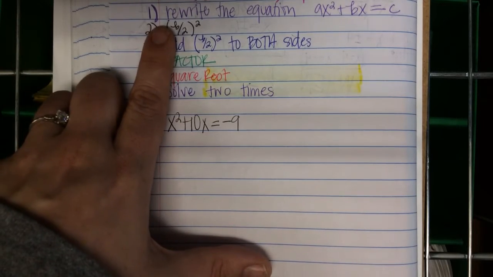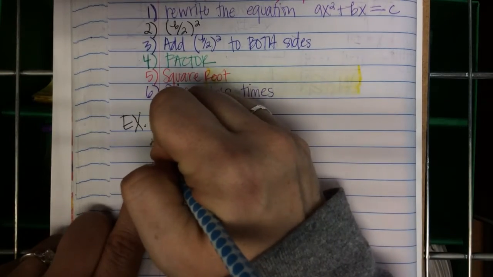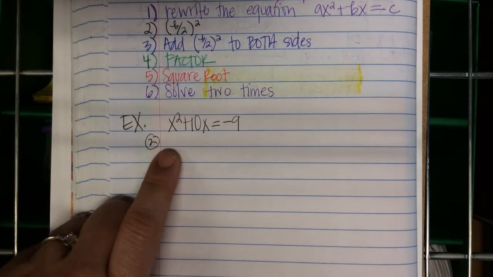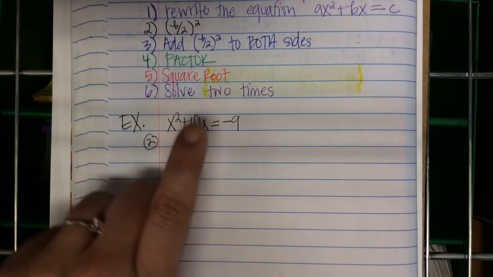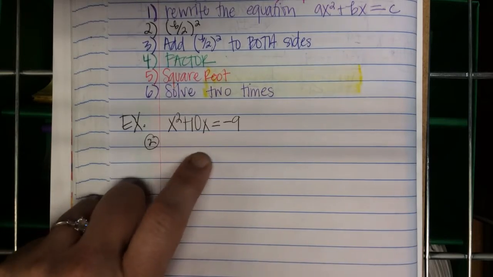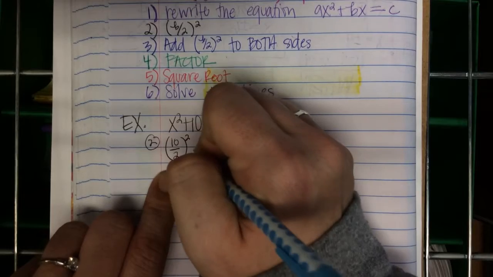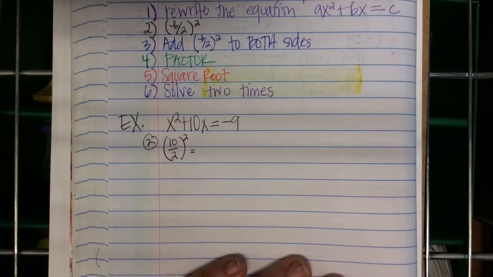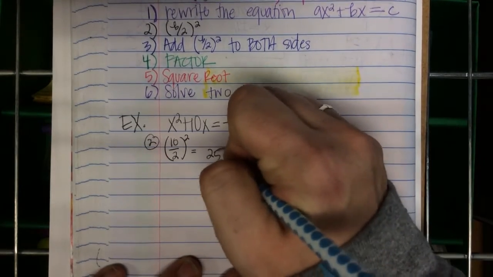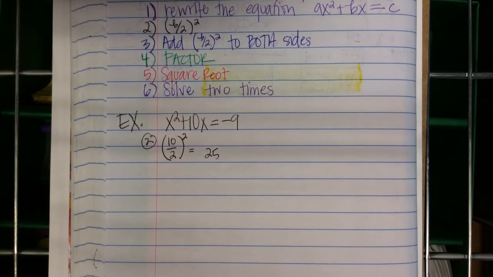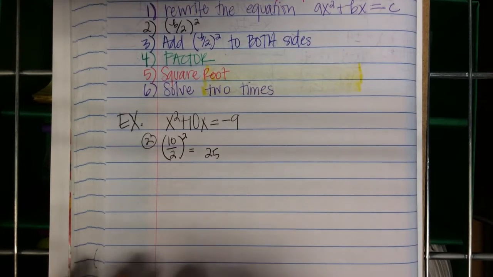Step 2, b divided by 2 squared. What's my b value? 10. So I'm going to do 10 divided by 2, squared. 10 divided by 2 is 5, and 5 squared is 25. So far, pretty easy, yes? Okay.